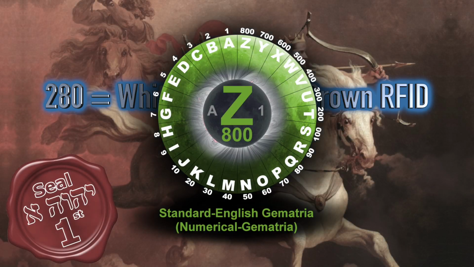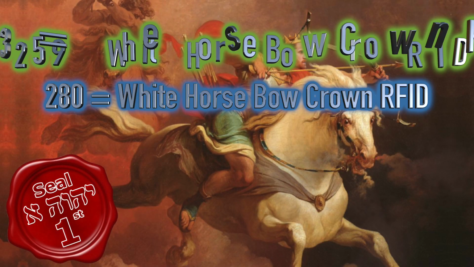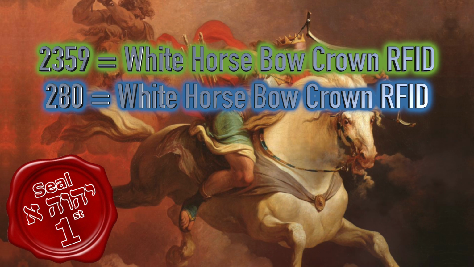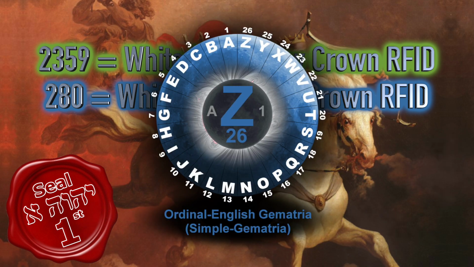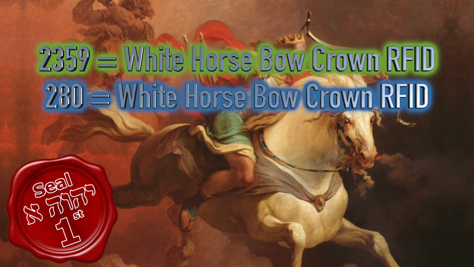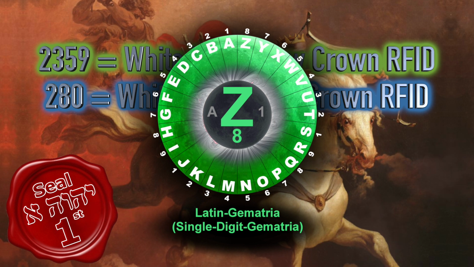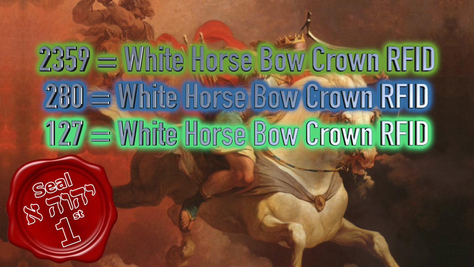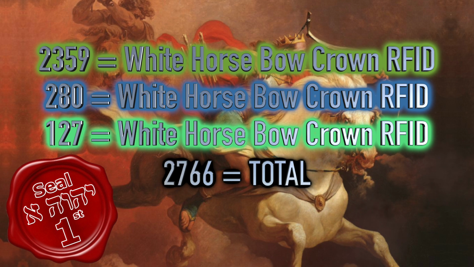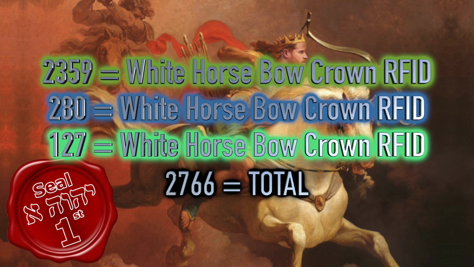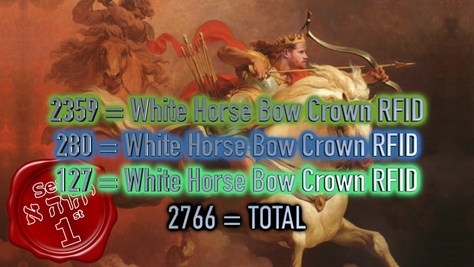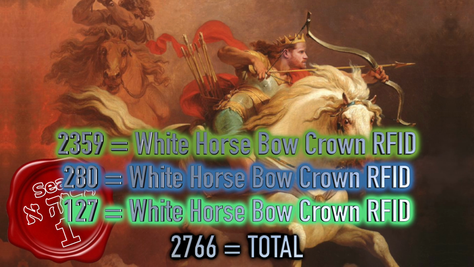Using Standard English Gematria, White Horse Bow Crown RFID equals 2,359, and using Ordinal English Gematria it equals 280. And using Latin Gematria, it equals 127. If we add these numbers up together, we get 2,766. Also equaling 2,766 is the following combination.